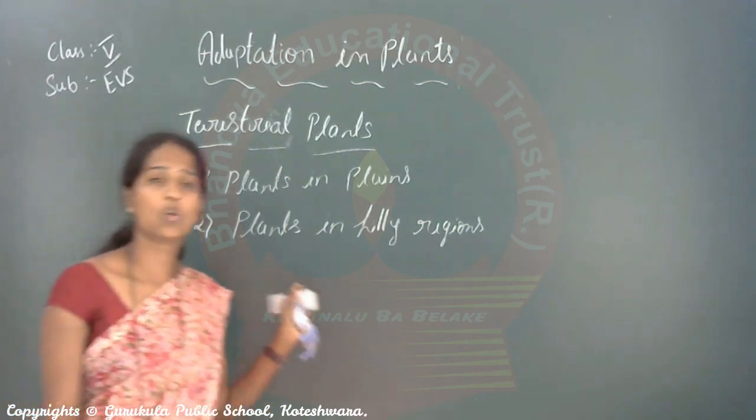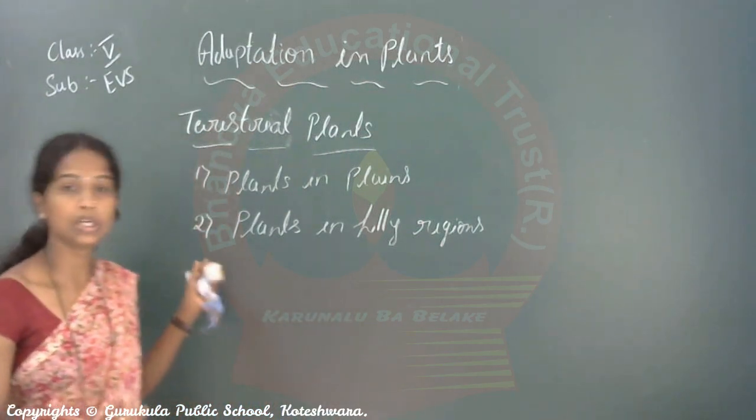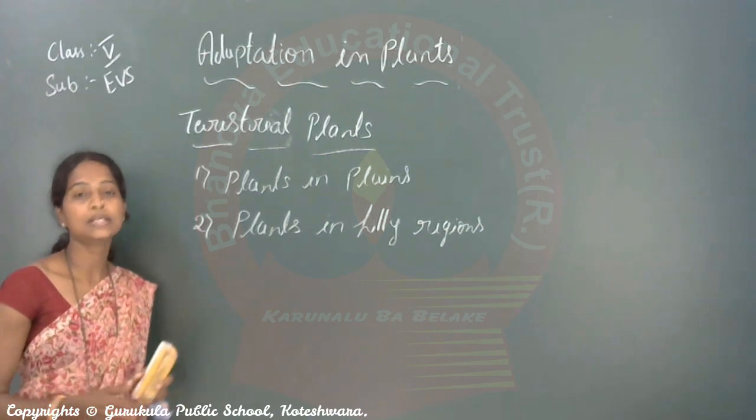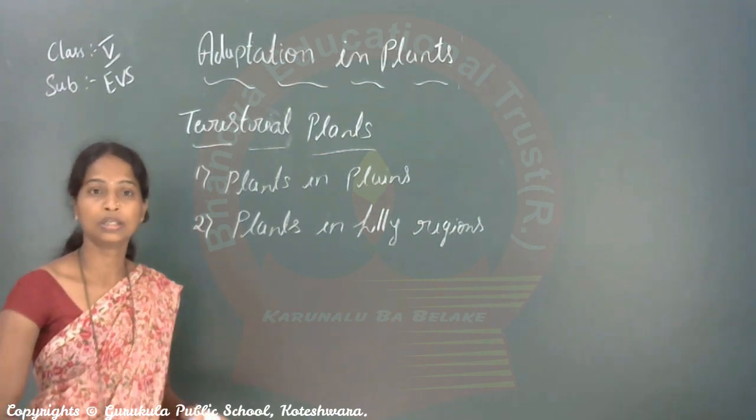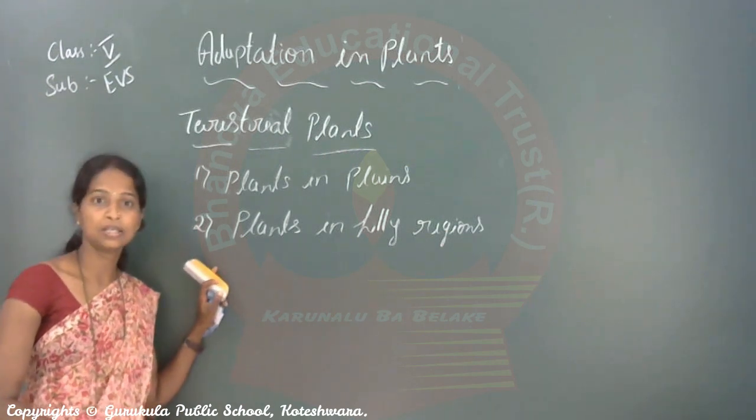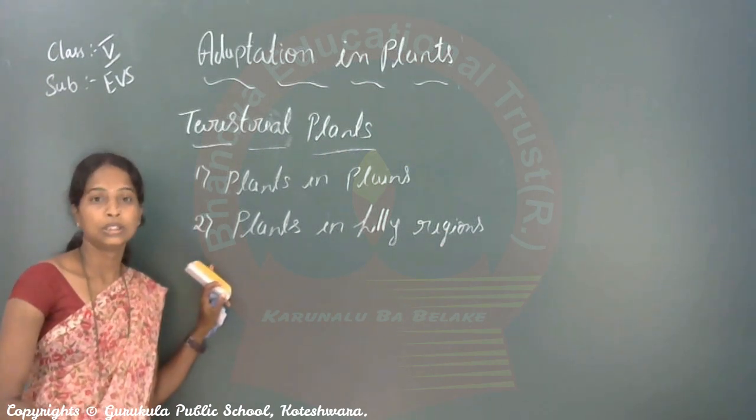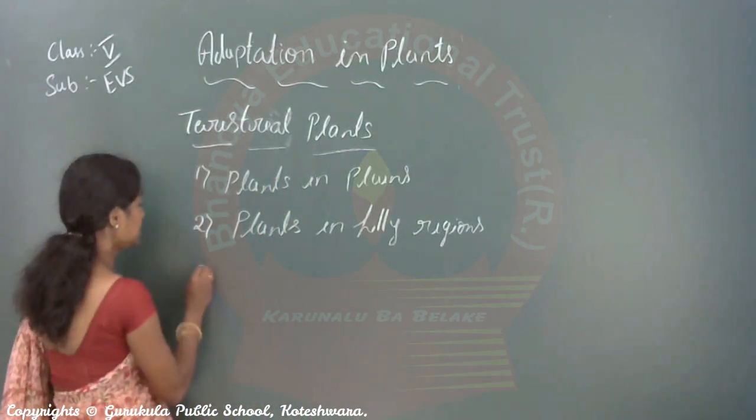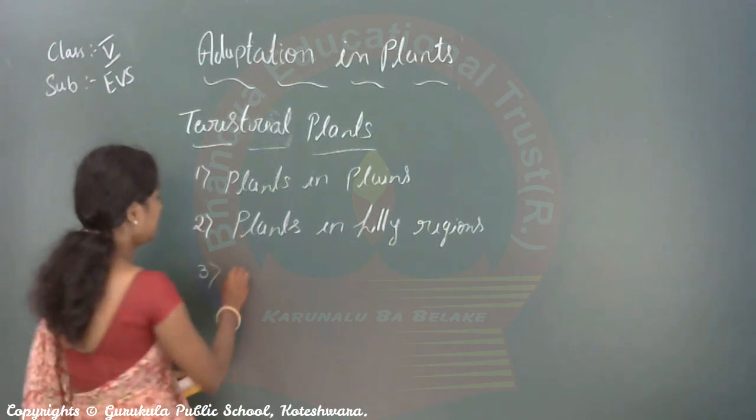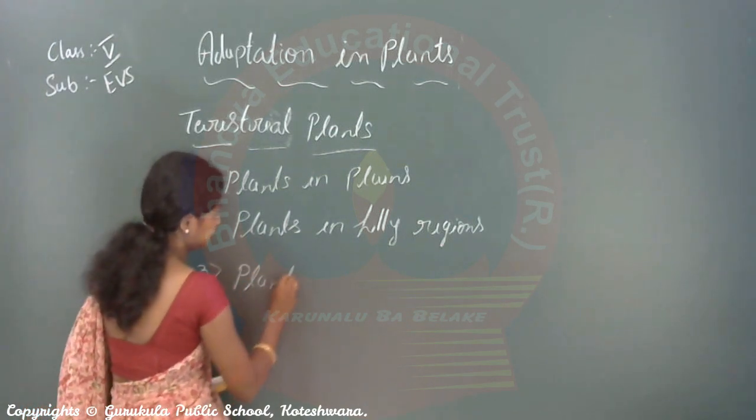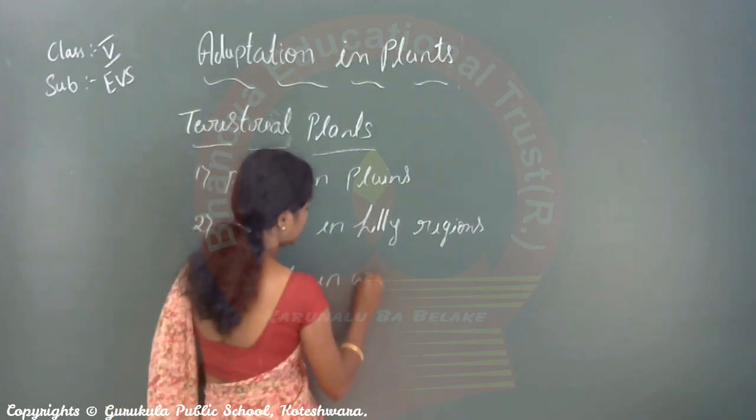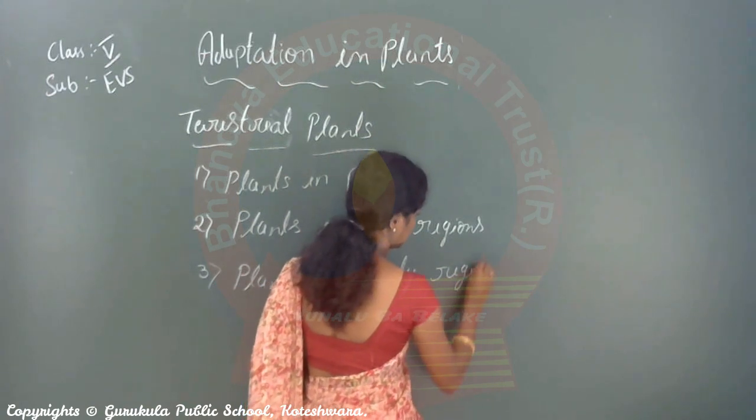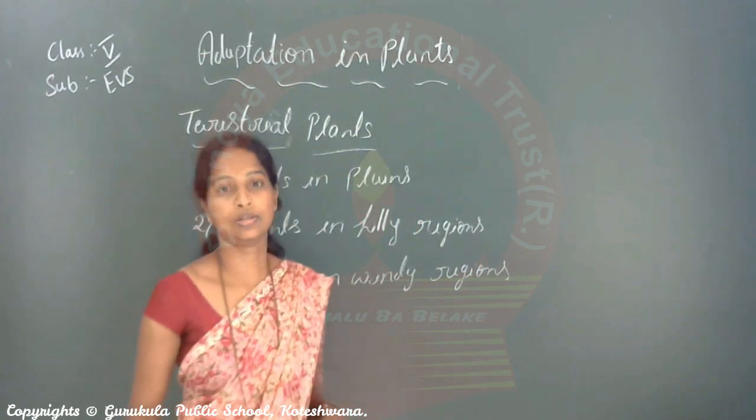It is very cold and there is heavy snow. In this area also we can find some trees, oak and cedar. Many trees you can find in these areas. Today we are discussing the third one, plants in windy regions.